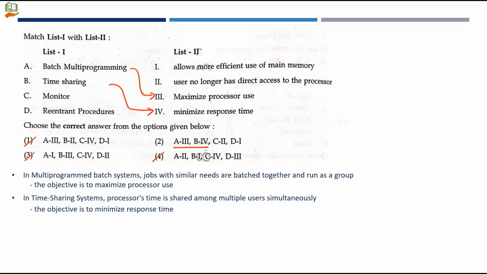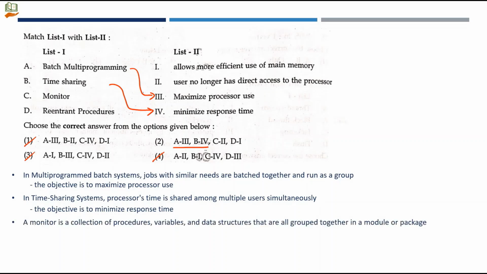When you are running jobs in batch systems, all the jobs will be grouped together and the processor will be utilized to the maximum. For every job, you are not taking the processor little by little, but you are using the processor in an efficient way to the maximum by running it in group. That is why we are mapping maximizing processor use to batch programming. In time sharing system, nobody needs to wait for the other. All the users are going to access the processor at the same time. If everybody is going to access the processor, nobody needs to wait for a long time, which says that we are minimizing the response time.